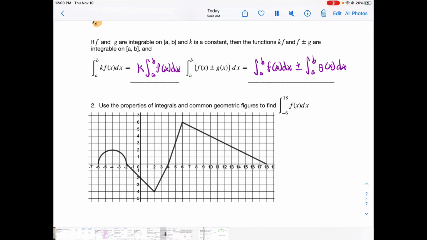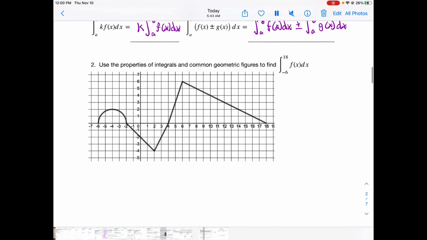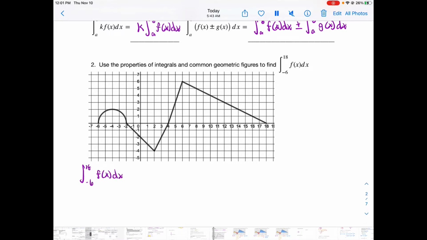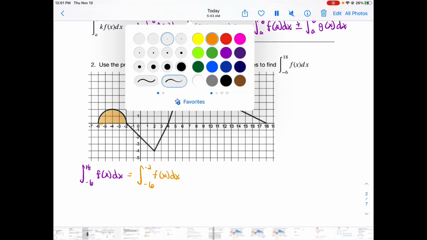We're going to use geometry again to find the area under the curve from -6 to 18 of f of x dx. But notice I have multiple shapes here to find the integral of. To find the integral from -6 to 18 of f of x dx, I need to break this up into three integrals. So my first shape is this semicircle, and it's only going from -6 to -2. So I would say this whole integral is equal to the integral from -6 to -2 of f of x dx, and that would represent the semicircle.